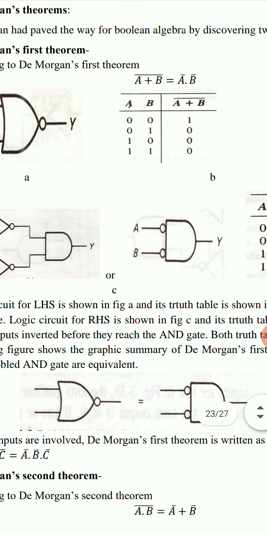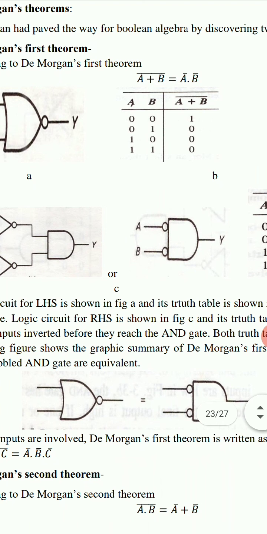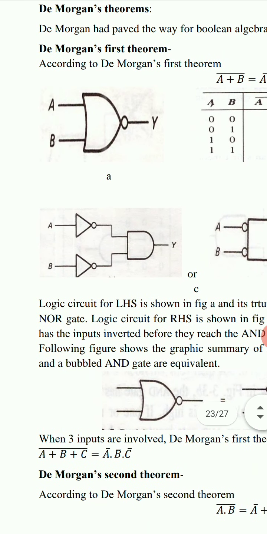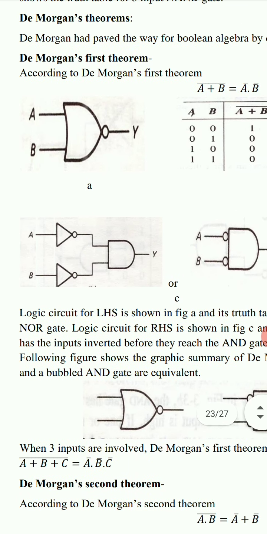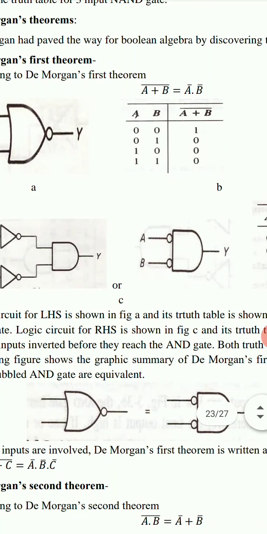Let us see the first De Morgan's theorem. (A plus B) bar equals A bar dot B bar. This is the circuit for (A plus B) bar. Here it is a NOR gate, an OR gate followed by a NOT gate, and its output Y is (A plus B) bar, which is the left hand side of De Morgan's first theorem.